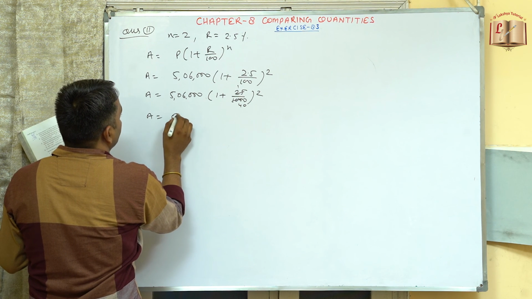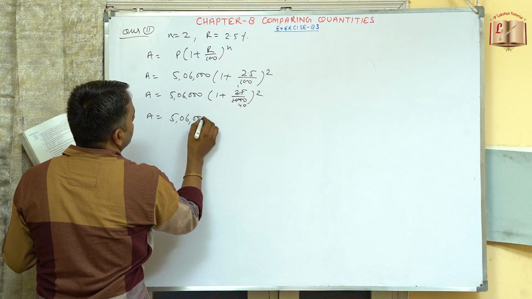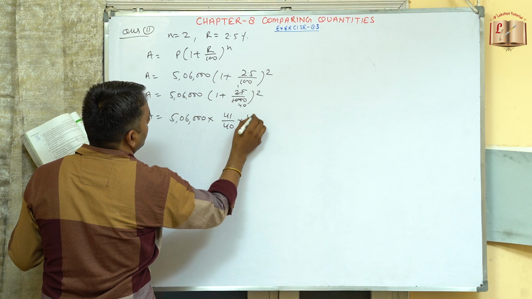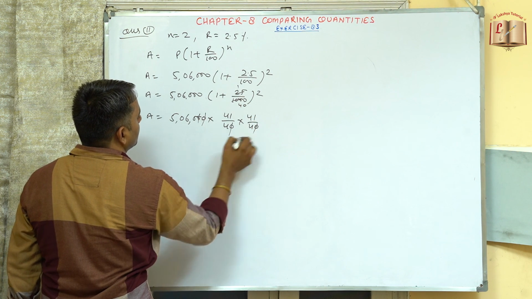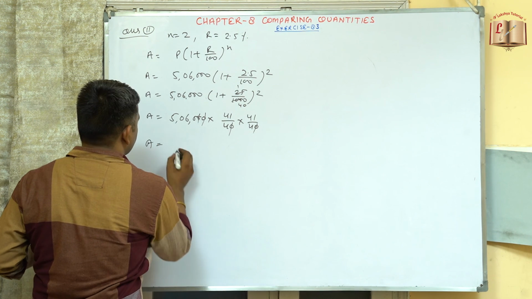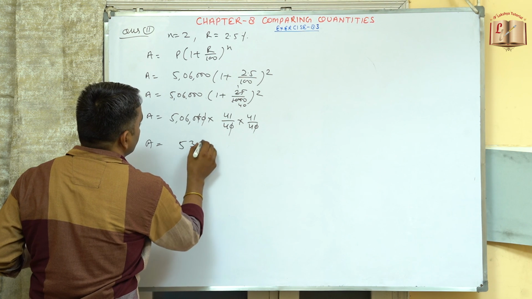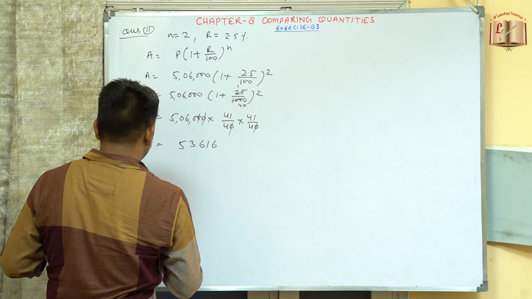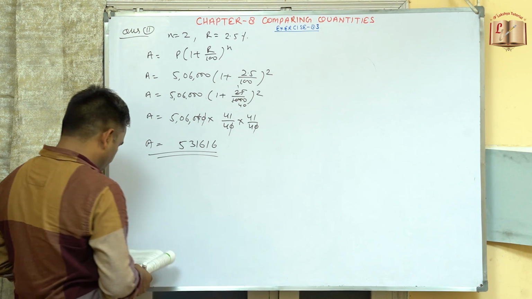So A will be equals to now 5,06,000 into this will be now 41 by 40 into 41 by 40. So now we can calculate this, 0000 cancelled. So on calculation, we got this is 5,31,616. So this much will be the bacterial count after 2 hours.